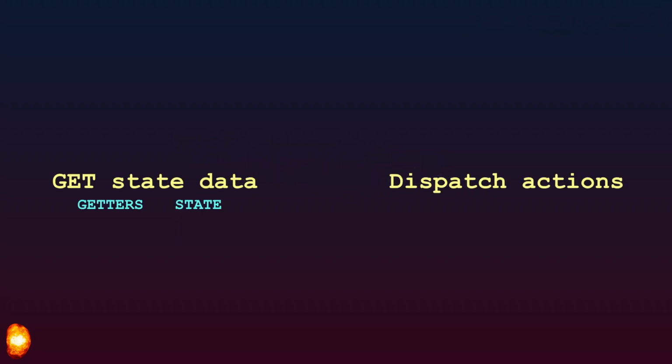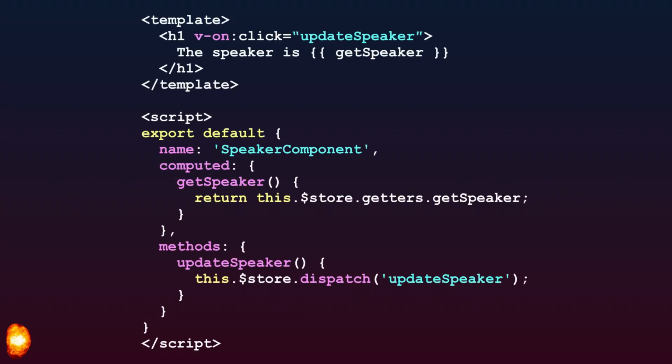So what do components do with a well-built store? They usually do one of two things. They either get state data through getters or state, or they dispatch actions. So here we have a single file component that's going to interact with the store. We'll look at the script section first. In the script, we can see a computed property and the methods property being used. The computed property getSpeaker simply returns the value from the getSpeaker getter in the store.